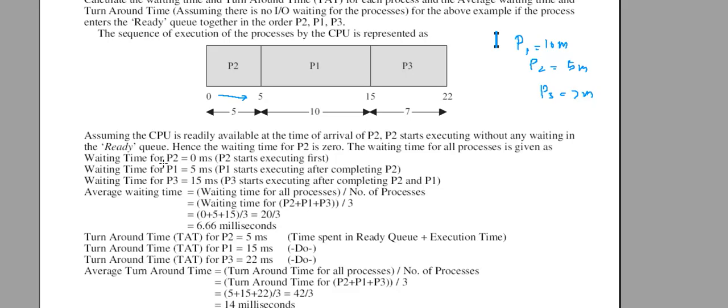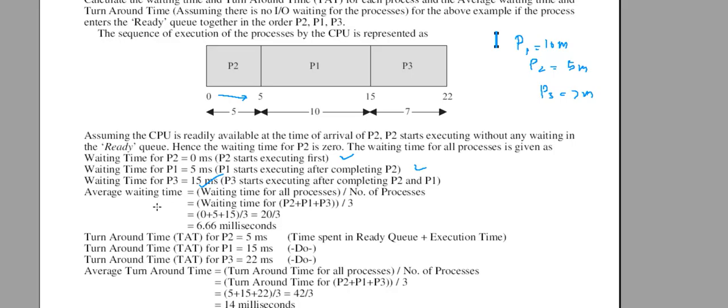So now, which is the first one? P2, first come first serve. For P2, waiting time is 0. Now P1 will start only after 5, so it should wait 5 milliseconds so that P2 completes its job. So waiting time for P1 is 5 millisecond. Now what is the waiting time for P3? P3 should wait for P2 to complete and P1 to complete. So it should wait 5 millisecond, next 10 millisecond, so totally it is 15 millisecond. So these are the individual waiting times for P2, P1, and P3.